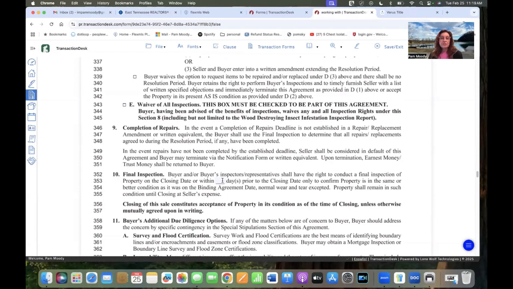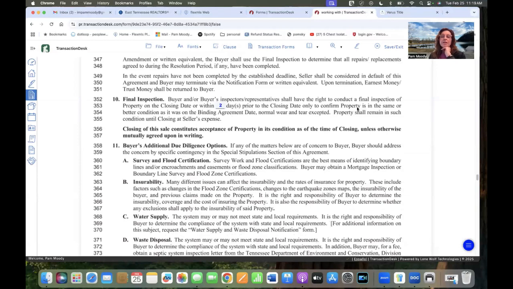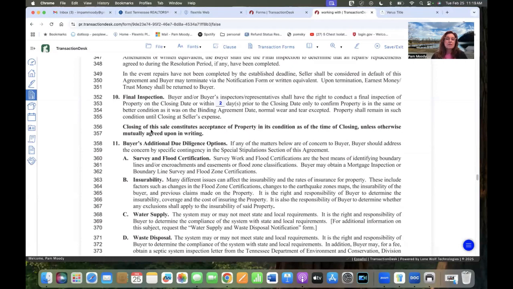Final inspection 2 days before, and this is where, buyer and or buyer's inspector's representative shall have the right to conduct the final inspection of property on the closing date or within 2 days prior to the closing date, only to confirm the property is in the same or better condition as it was on the binding agreement day, normal wear and tear accepted. Property shall remain in such condition until closing at seller's expense. Closing of this sale constitutes acceptance of property in its condition as of the time of closing, unless otherwise mutually agreed upon in writing.